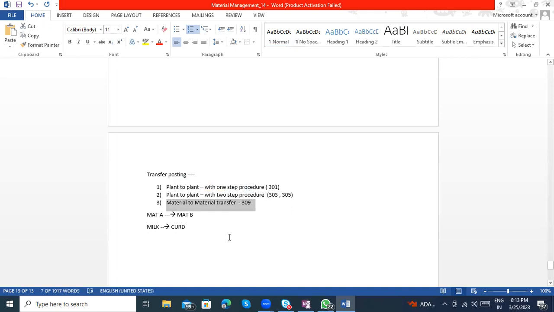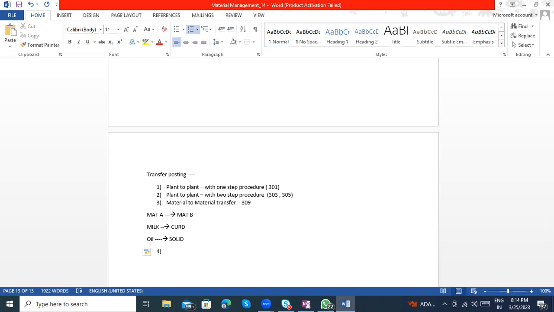Clear? Another example: oil, sometimes in the winter season, becomes solid. Again, that will be a different cost. The solid material's cost is different, and the liquid oil's cost is again different. So depending on the material, you can perform the material to material transfer. If the behavior of the material is changing and it is converted into some other material, then we can use the material to material transfer.